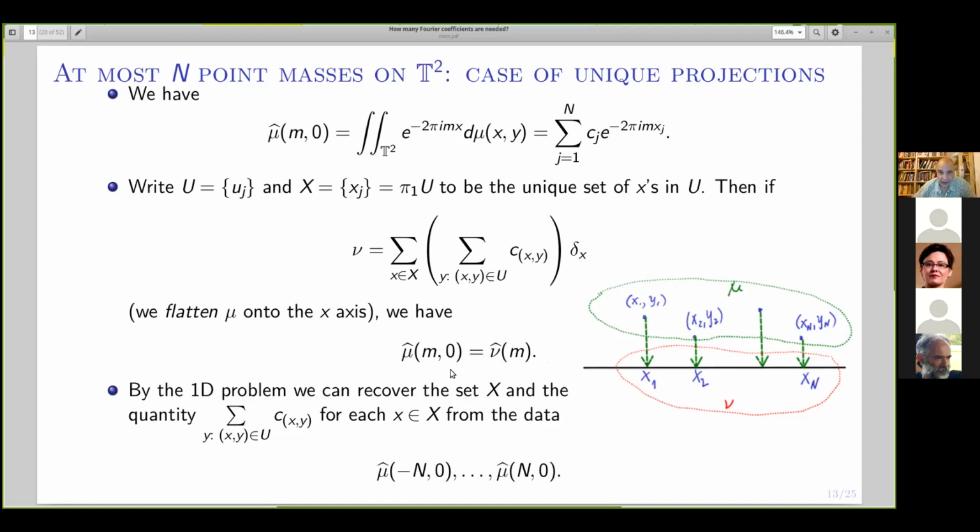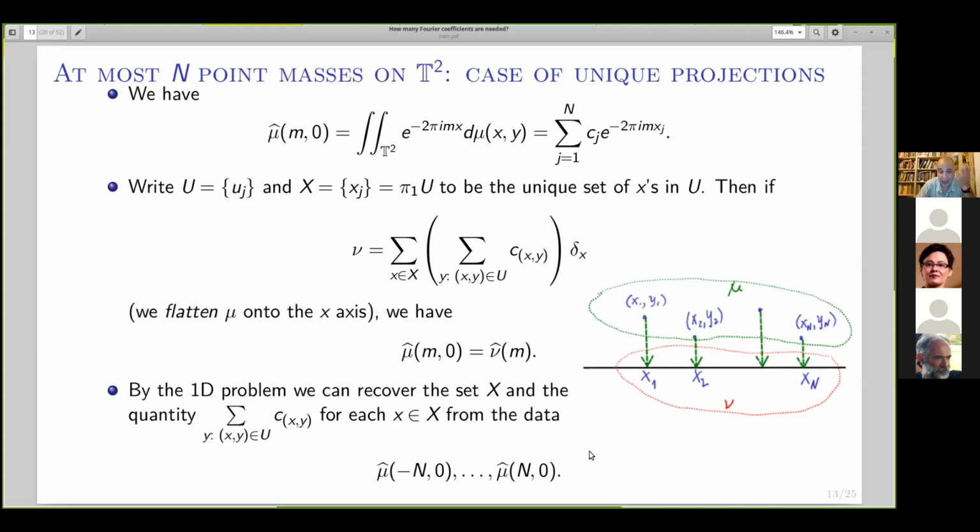Now, what we can do from the one-dimensional problem is that the measure nu, which is located on at most n points, we can recover by looking at the Fourier coefficients of nu from -n to n. This is the Prony result. That's the first thing I told you today. And because of this identity, by looking at this row of coefficients, we can recover the set X and the corresponding coefficients, which are these numbers here.